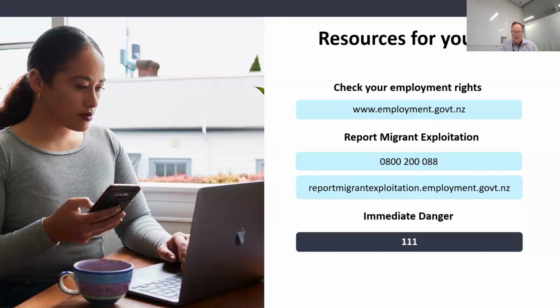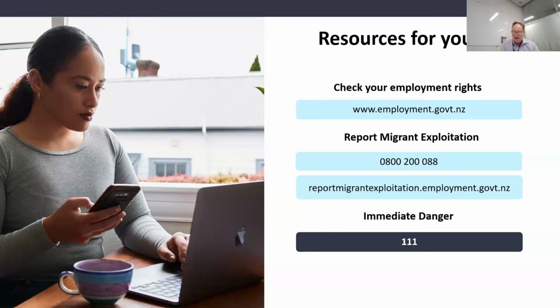Here are some key resources for you to look at. You can check your rights as an employee on the Employment New Zealand website. If you or someone you know has experienced migrant exploitation, you can report it over the phone on the 0800 number shown on the screen.